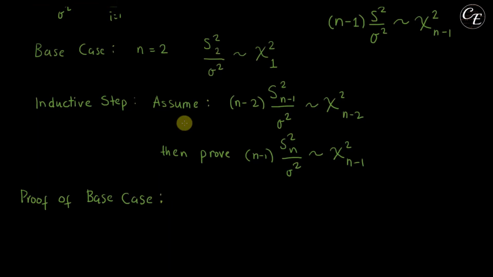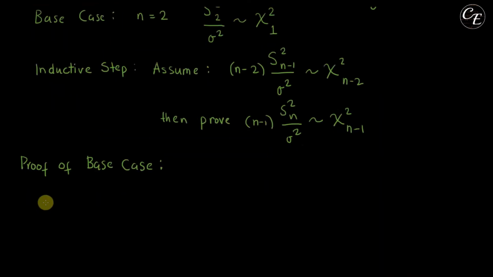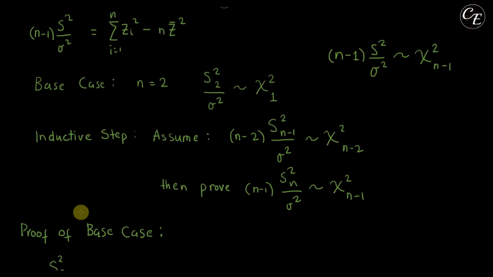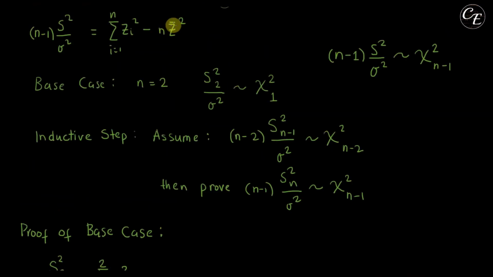Now from here, when n equals 2, let us use this formula in here. We have n minus 1, which is 2 minus 1 equal to 1. So we have s squared over sigma squared. This is for the first two samples, is equal to the summation of z sub i squared from i equals 1 until 2 only, minus 2 times z bar squared, and this z bar should be the average of the values of the first two samples.